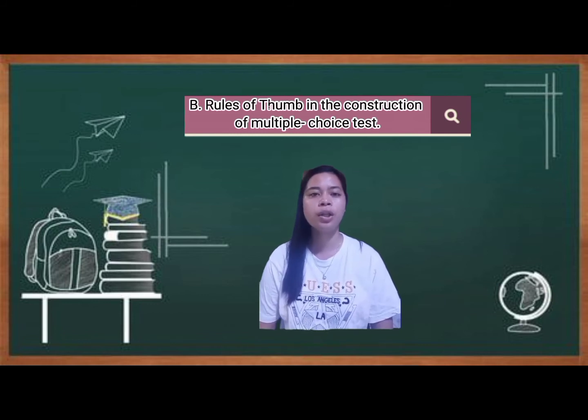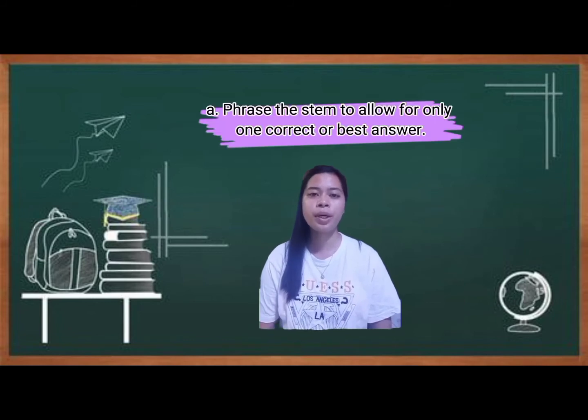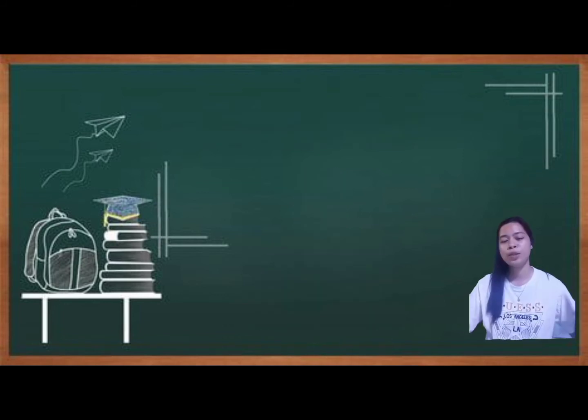Moving on to the letter B, the task is to give a non-example of each of the following rules of thumb in the construction of a multiple choice test. Improve on the non-example for them to become a good example of a test. The first rule is to phrase the stem to allow for only one correct or best answer. The non-example is this one.